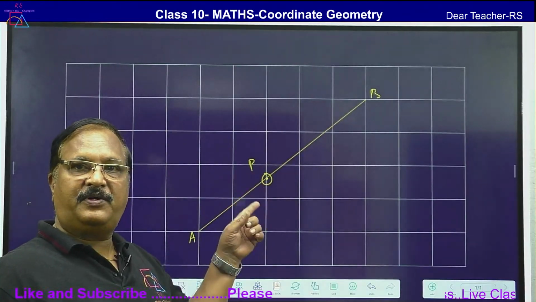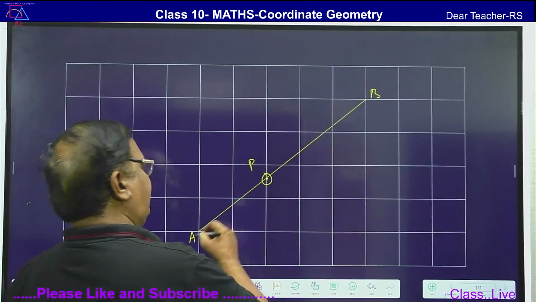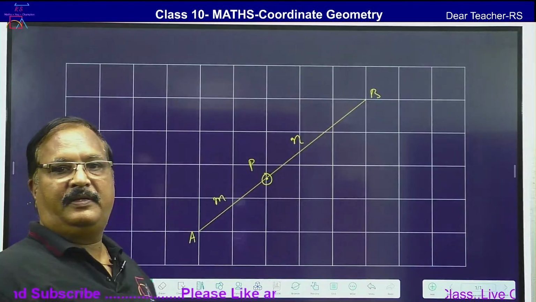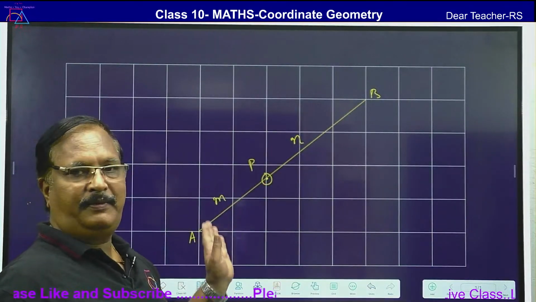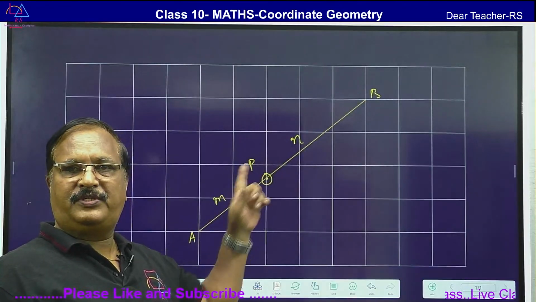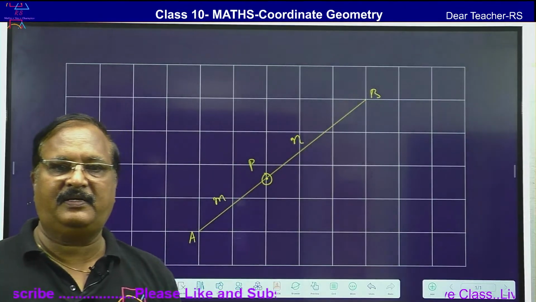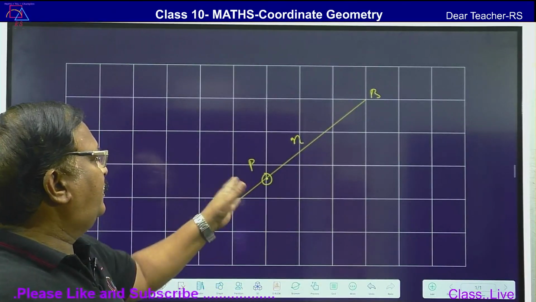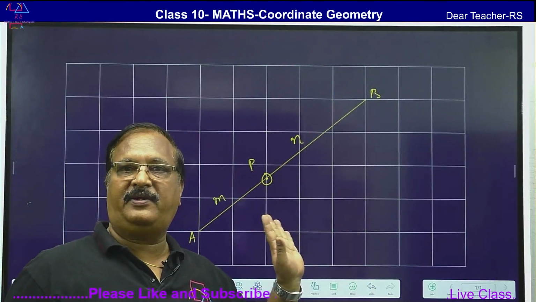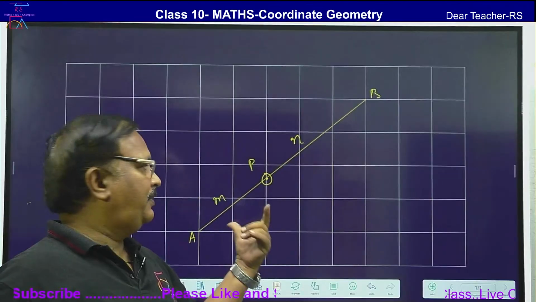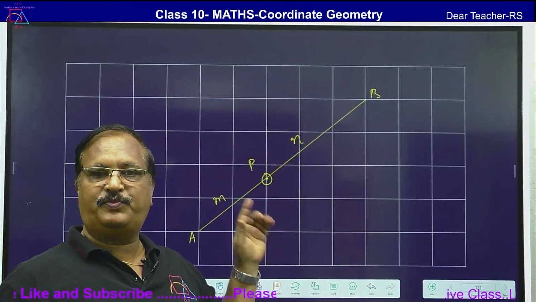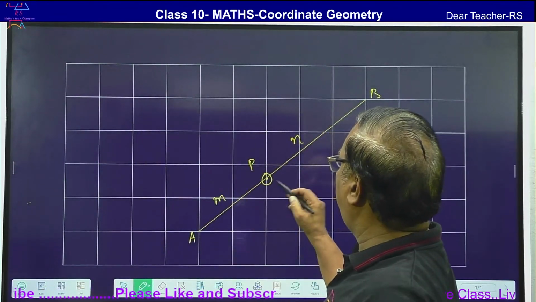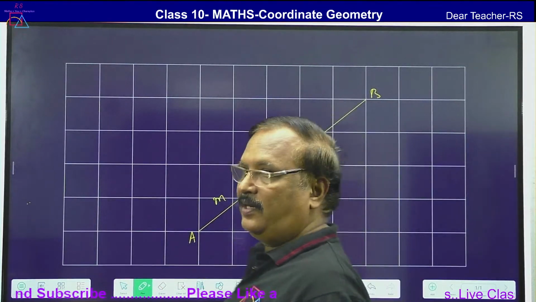We have to find out the coordinates of P, which divides this AB in some ratio, m:n. Some ratio, m:n, p:q, a:b, 2:3, 3:4, whatever. This is the basic understanding of the section formula. This is one part and that is one part, and these two parts are in the ratio m:n. Now, our target is to find out P, the coordinates of P.